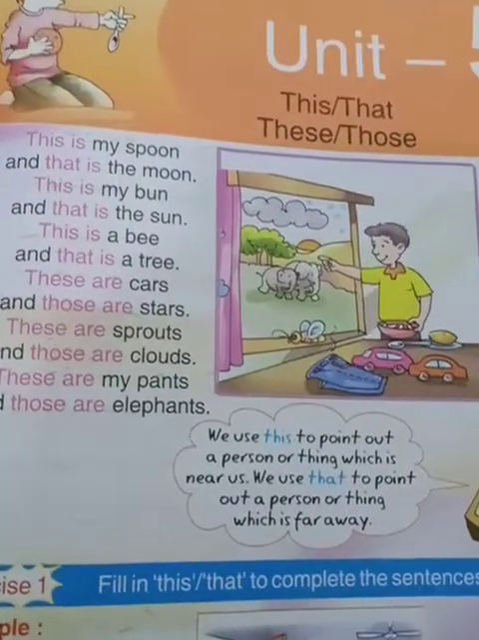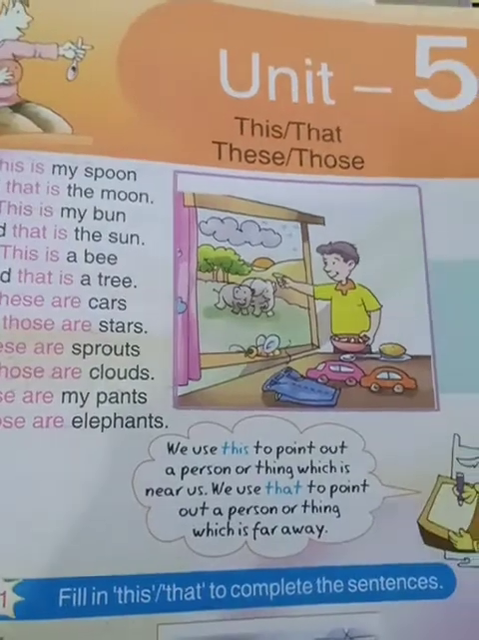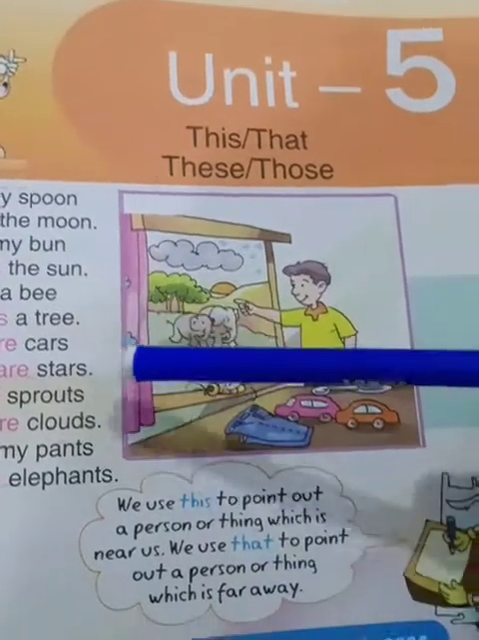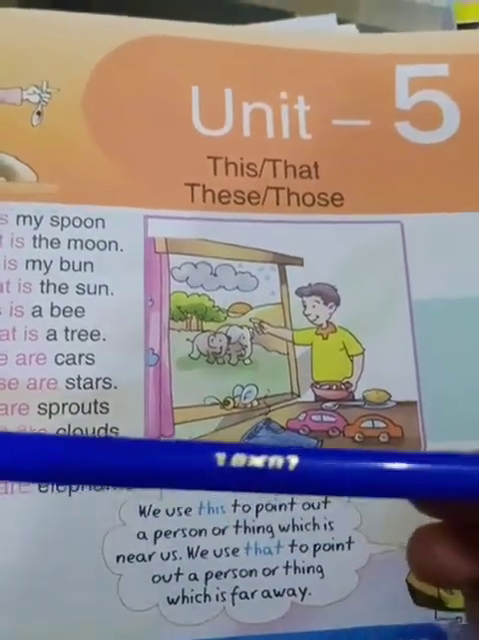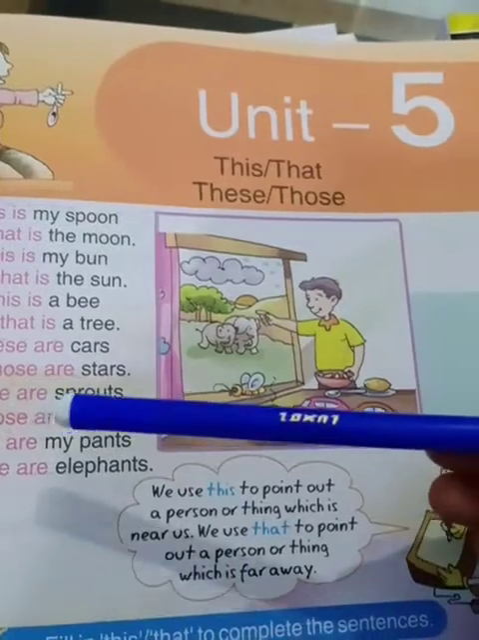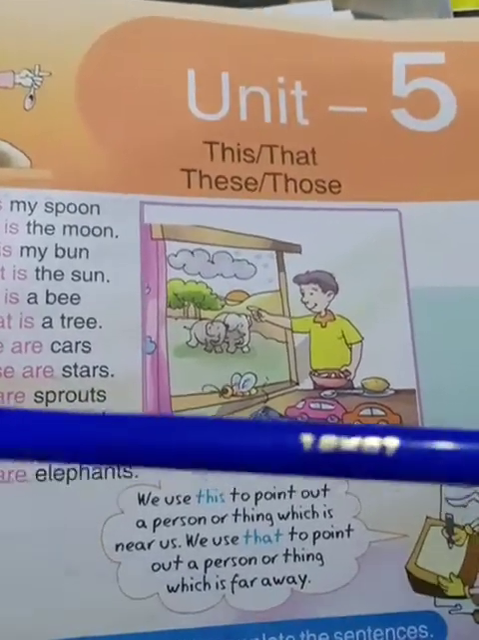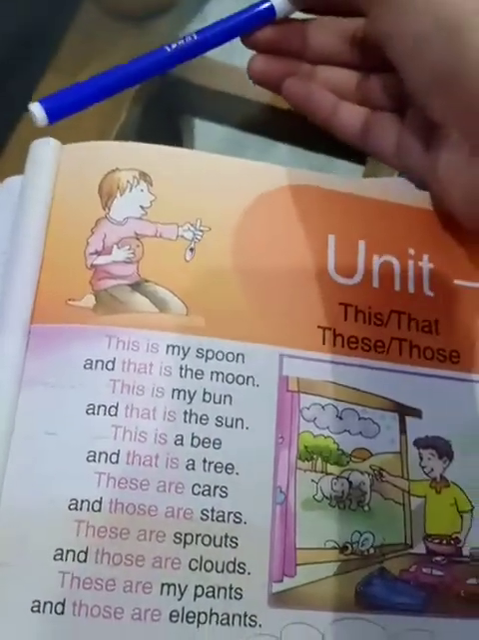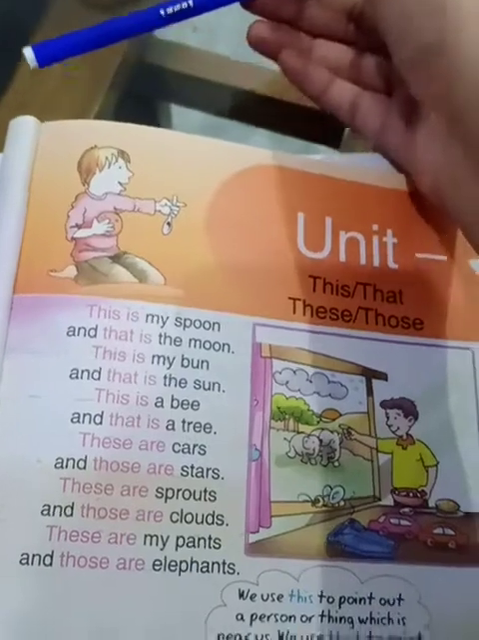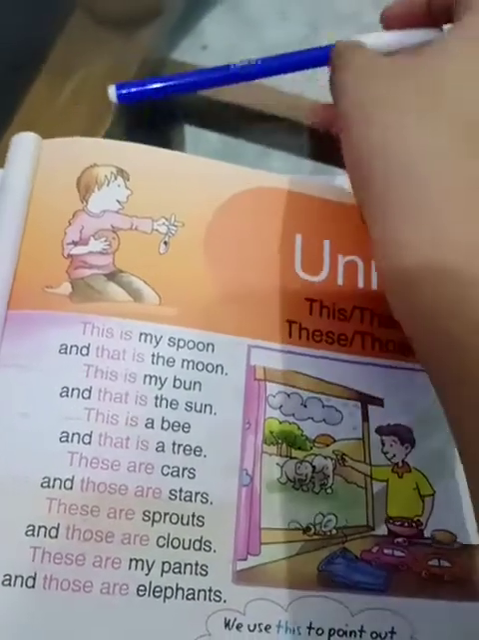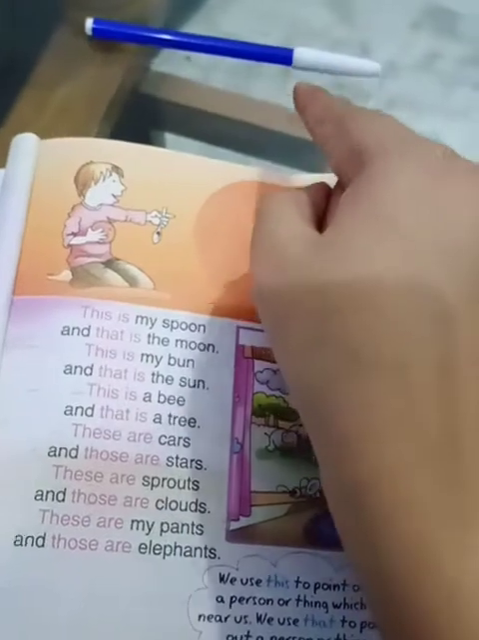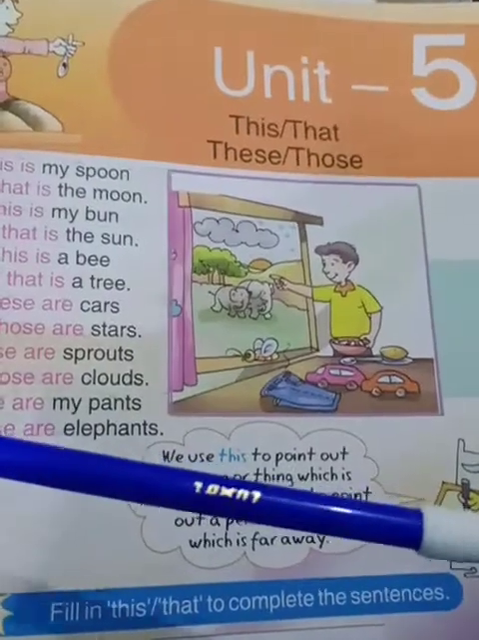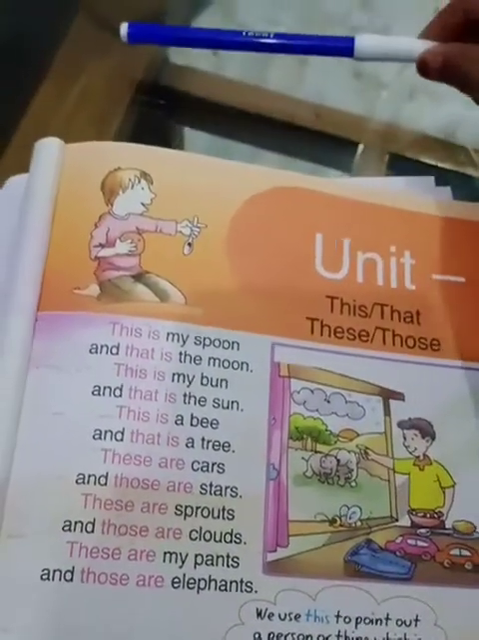So where do we use this and that? Firstly I will tell you this. If the thing is near with me, this pen is near with me, so I will say this is a pen, not that is a pen. But if the pen is far from me, far means dur, then I will say that is a pen. If it is here, this is a pen, but if it is there, that is a pen.